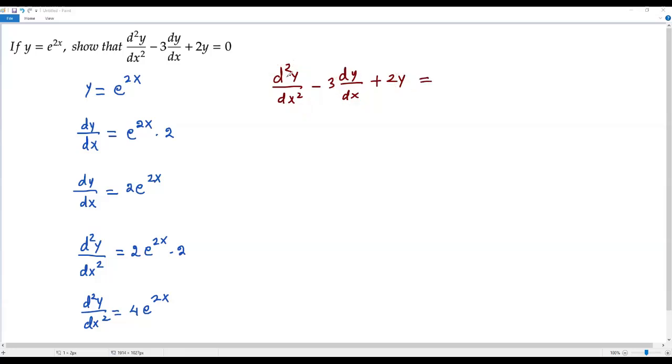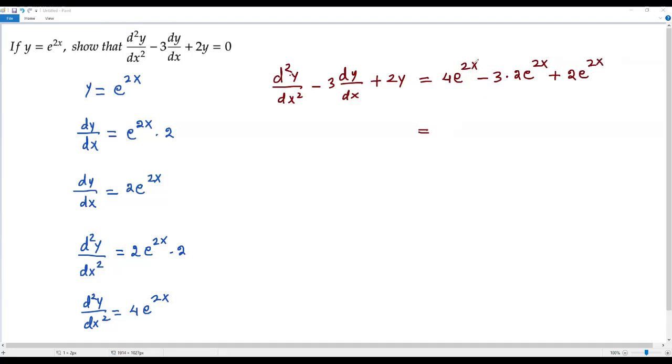We already got the result for d square y over dx square, that is 4 times e to the power of 2x. I can plug that in, 4 times e to the power of 2x, minus 3 times dy over dx, and I know that dy over dx equals 2 times e to the power of 2x. So we get 3 times 2 times e to the power of 2x, plus 2 times y. For y, we know that y equals e to the power of 2x, so we can plug in e to the power of 2x for y. Then I'm getting 2 times e to the power of 2x.